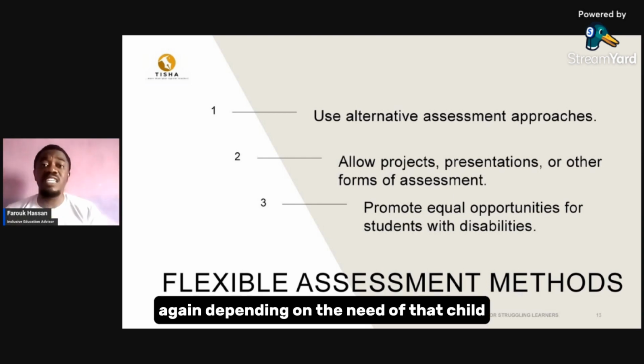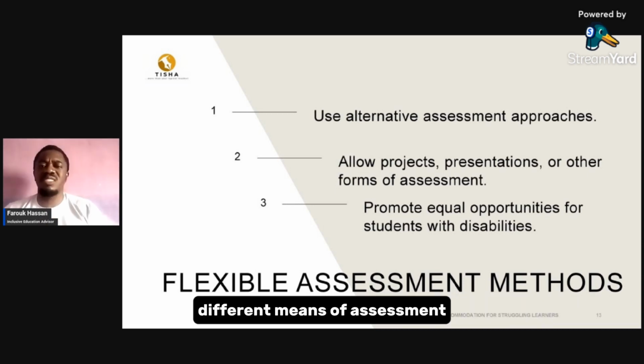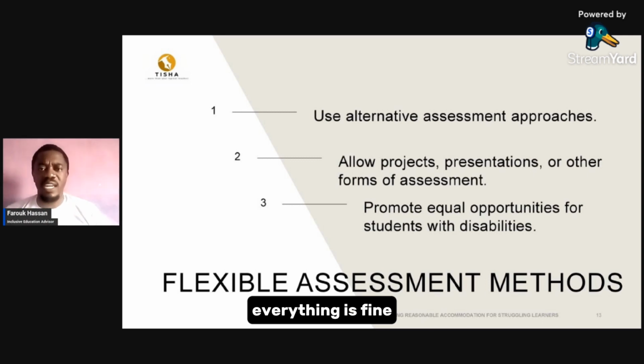Again, depending on the need of that child, it could be presentation. They could teach them how to use slides to present a topic. It could be projects, different means of assessment. And when you assess them, you grade them, everything is fine.